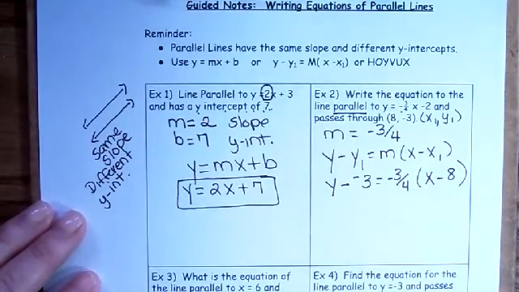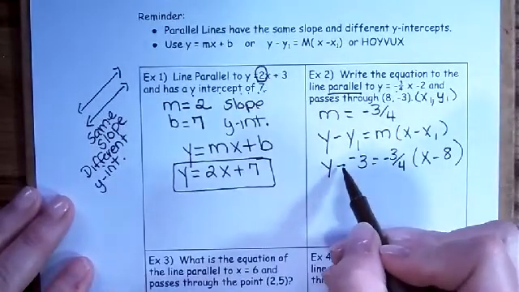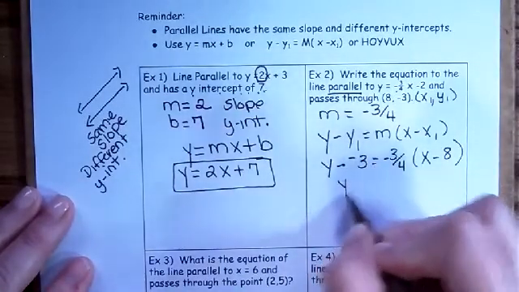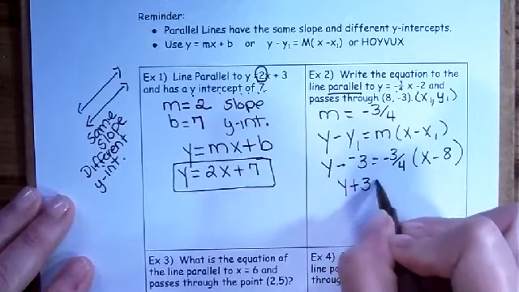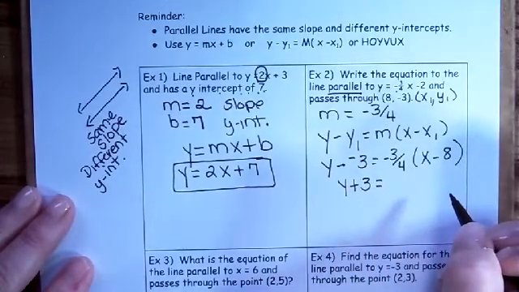Now, I'm going to solve this and put this into slope-intercept form. So first thing I'm going to do is take that minus and negative and just turn it into a plus. Over here, I can go ahead and do the distributive property.